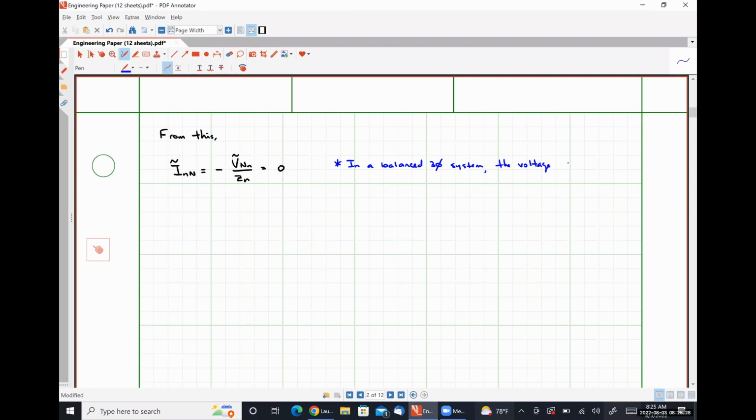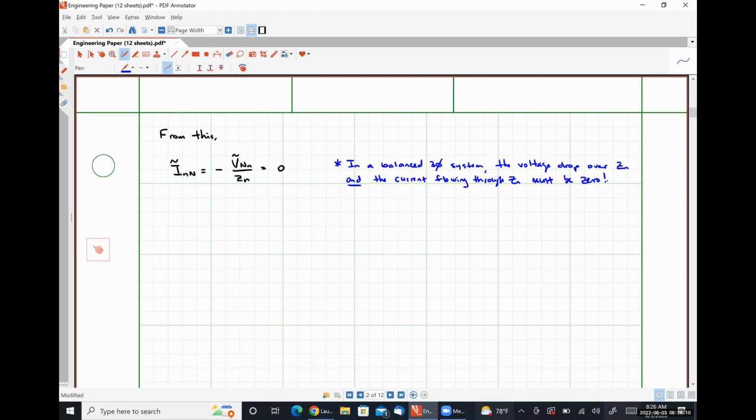In a balanced three-phase system, the voltage drop over Zn and current flowing through Zn must be 0. So what this means is that for a balanced three-phase system, we don't actually need to have a neutral conductor at all.